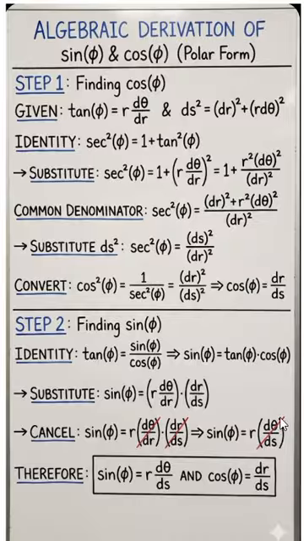Some mistake happened. It is not that dr gets cancelled entirely; only the dr cancels, and the remaining r d theta by ds is what we get. So sin phi is equal to r into d theta by ds. Finally, sin phi is equal to r into d theta by ds and cos phi is equal to dr by ds. Therefore, we have proved that sin phi is equal to r into d theta by ds and cos phi is equal to dr by ds.